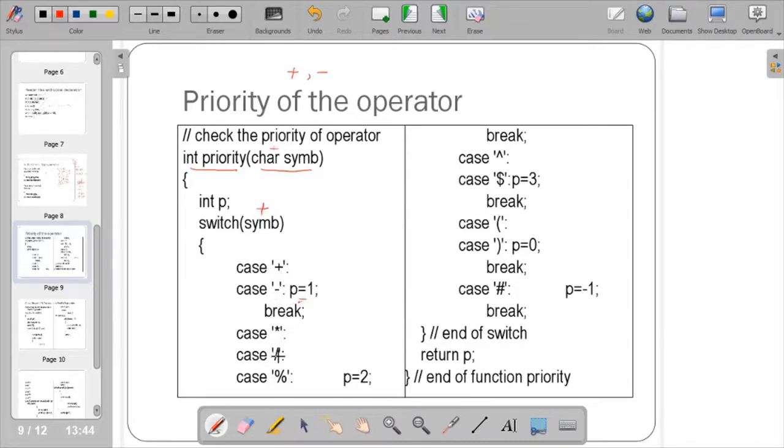Whenever you find multiplication, division, modulus, priority is 2. Whenever you find cap as well as dollar, priority is 3, and this as priority is 0. And finally when your stack does not have anything, then priority is -1. And finally break this and return the value of p. What will the priority value? That will be returned after the end of which p value will be written, whatever is the priority, that is whether it is 1, 2, 3, 0, -1. So this is based on the priority of the operator.